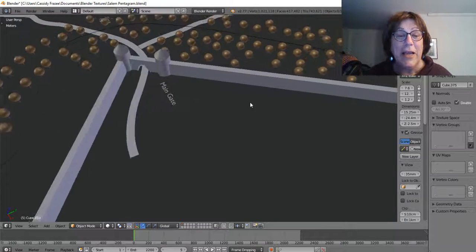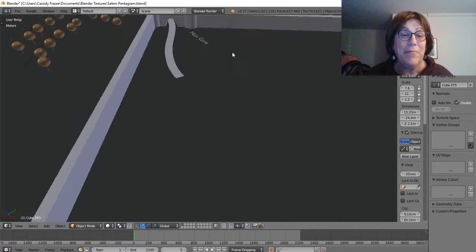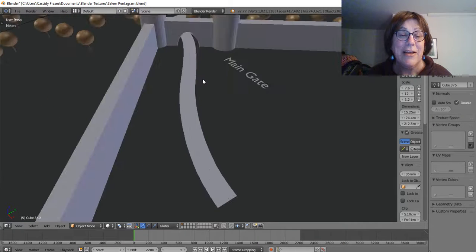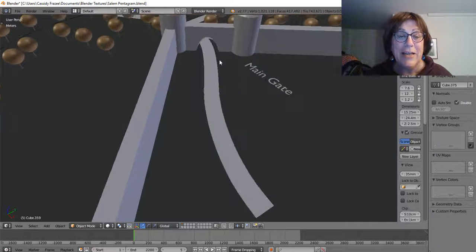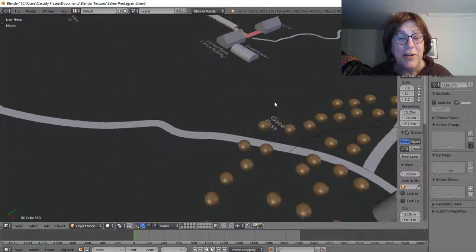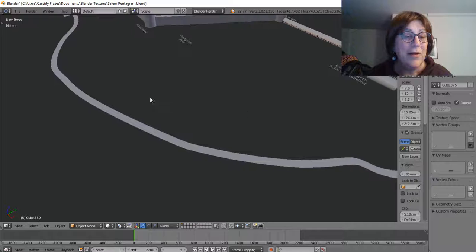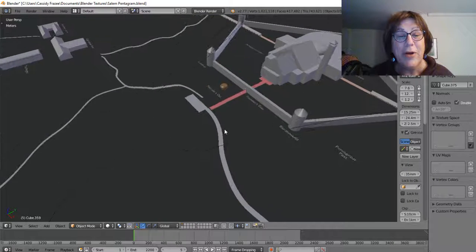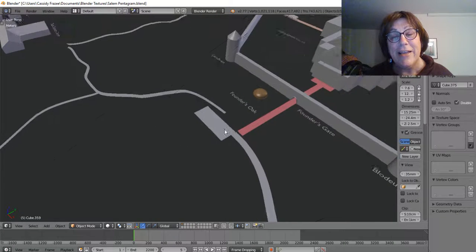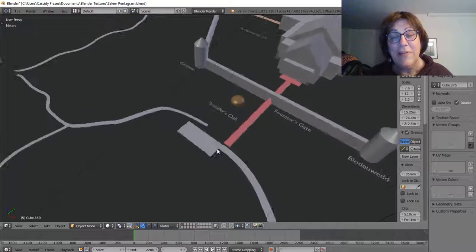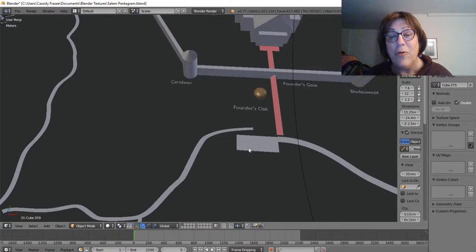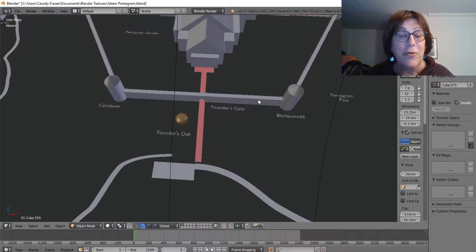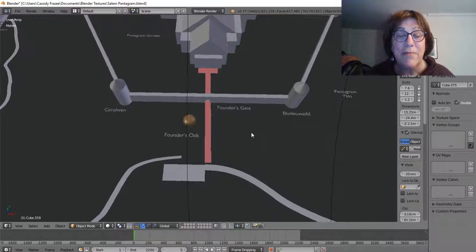And there's the main gate. This is where the kids came in that first night. That's the main gate. And they went down this road right here, all the way to this parking lot where they met Isis, and that started the whole thing. There's Founder's Oak, Founder's Gate, the red path leading up to the door, of course Surdwin and Bloodweld Coven at the bottom of the pentagram.